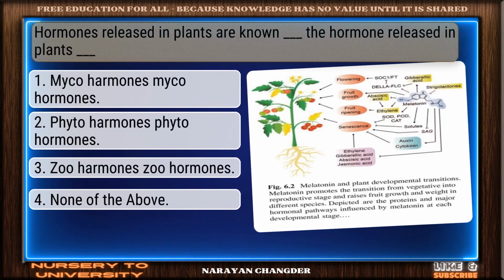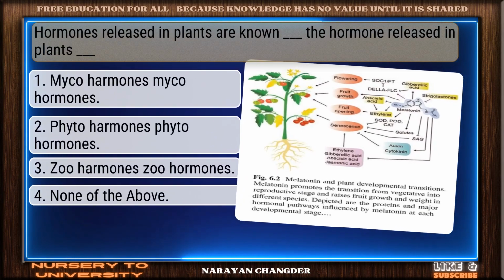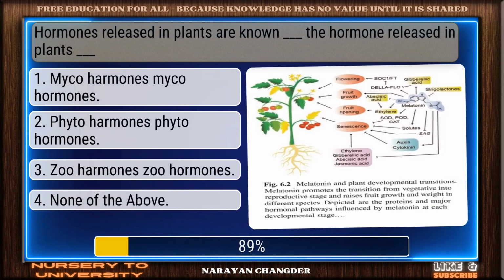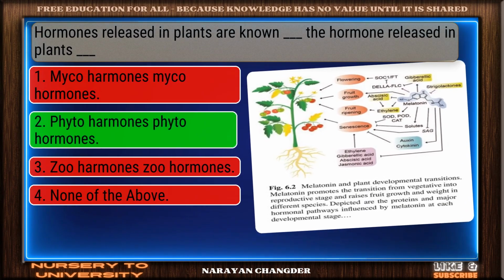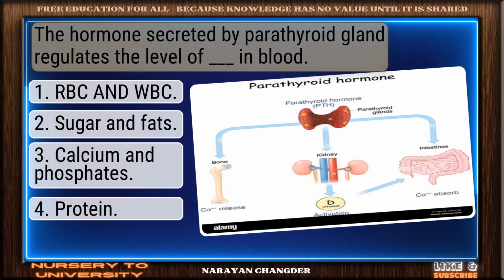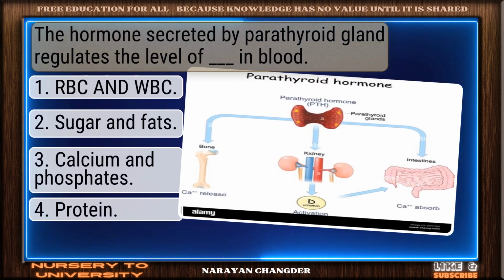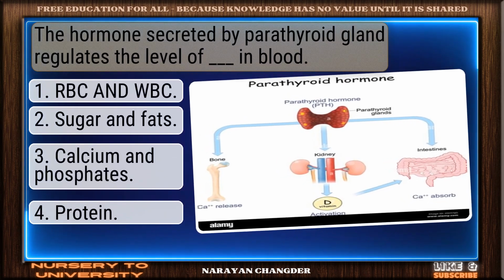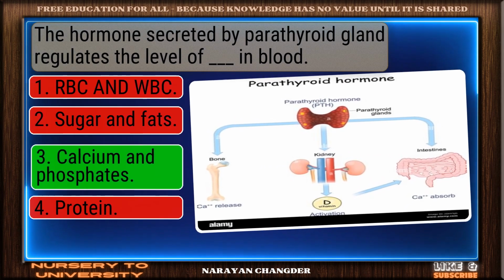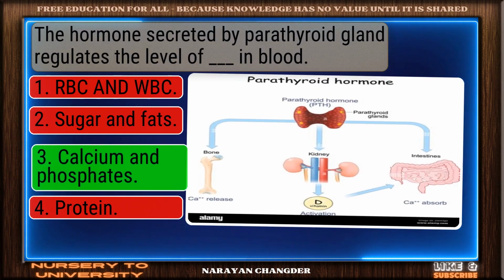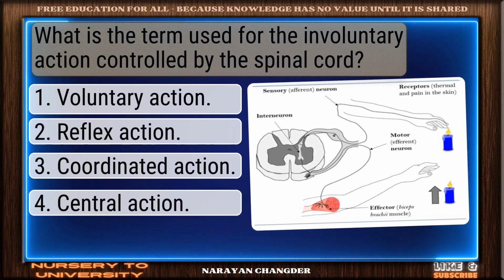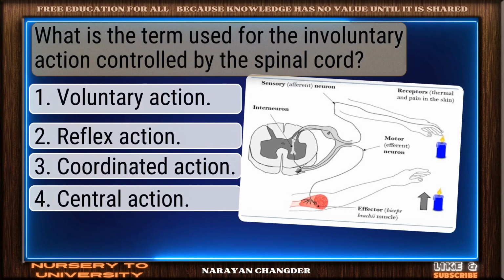Hormones released in plants are known as dash. Phytohormones is the answer. The hormone secreted by parathyroid gland regulates the level of dash in blood. Smart pick. Calcium and phosphates is correct. What is the term used for the involuntary action controlled by the spinal cord?